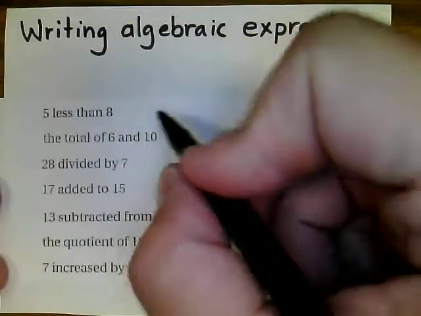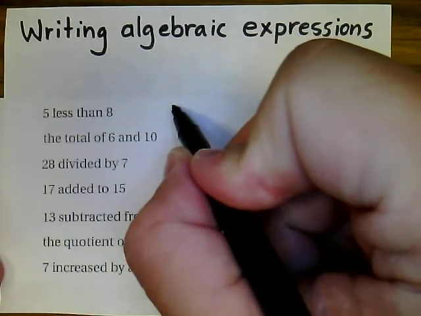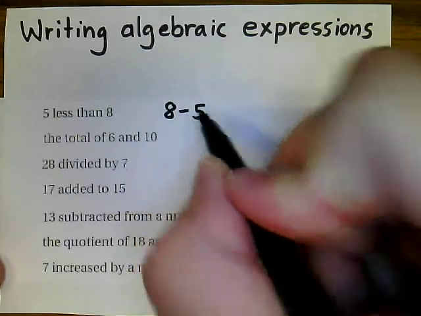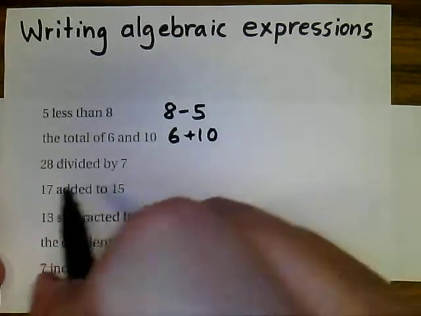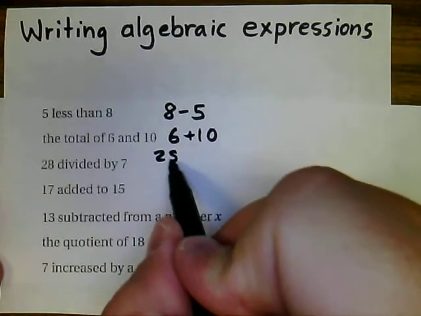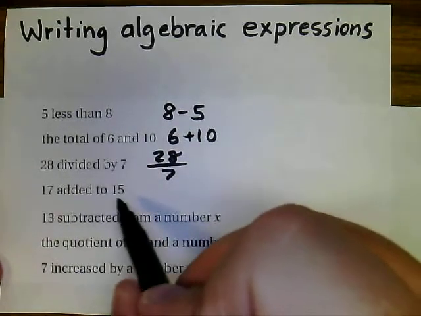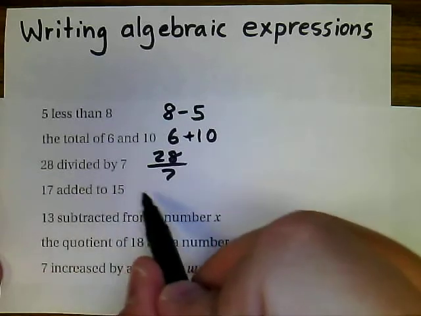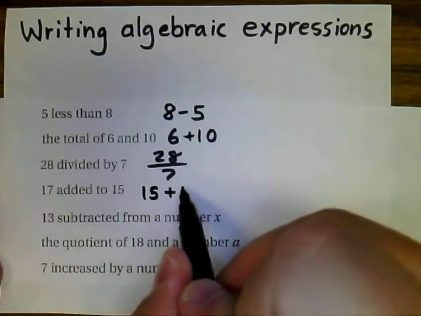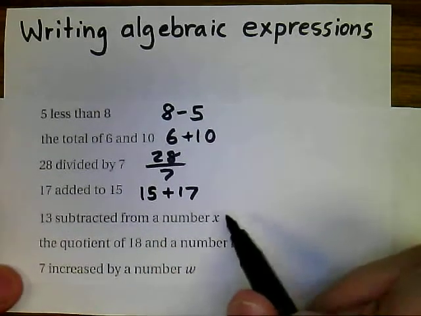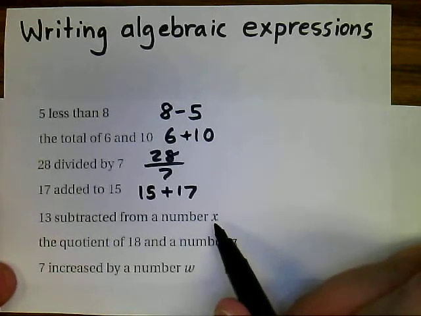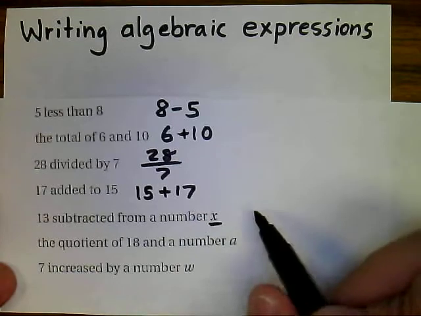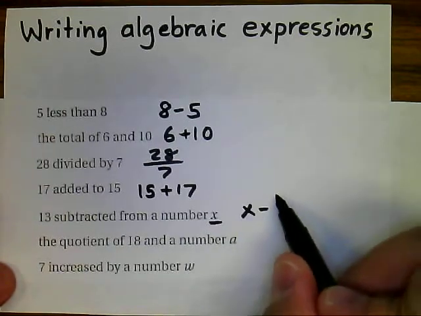5 less than 8 would actually mean 8 minus 5. The total of 6 and 10, clearly 6 plus 10. 28 divided by 7, 28 divided by 7. 17 added to 15. Added to is a troublemaker, 15 plus 17. 13 subtracted from a number x. Now this is our first algebraic expression, and they're giving you the variable to use. So it's x minus 13.